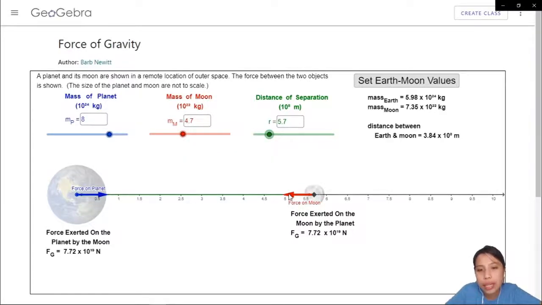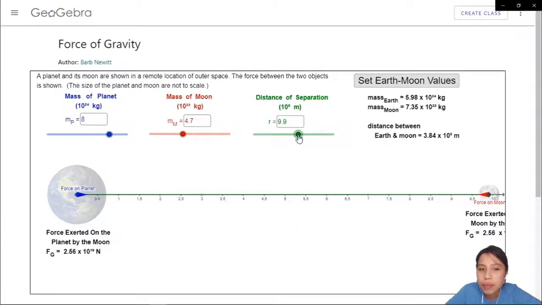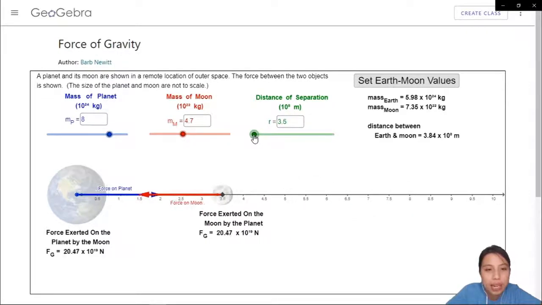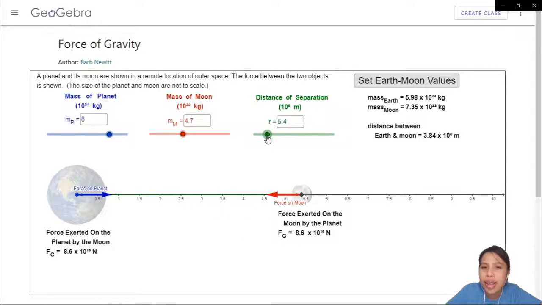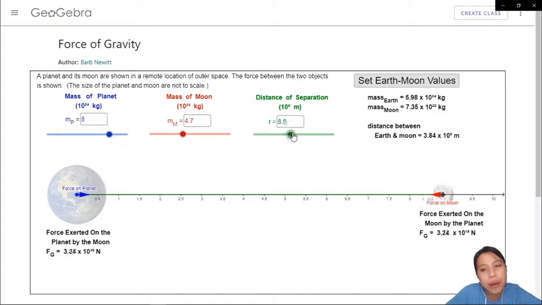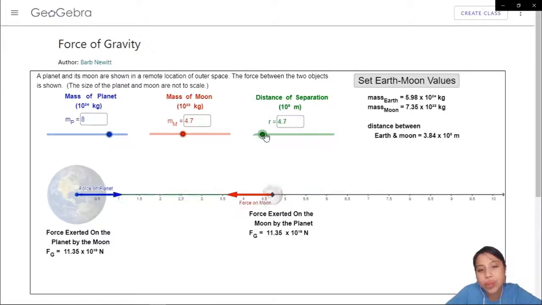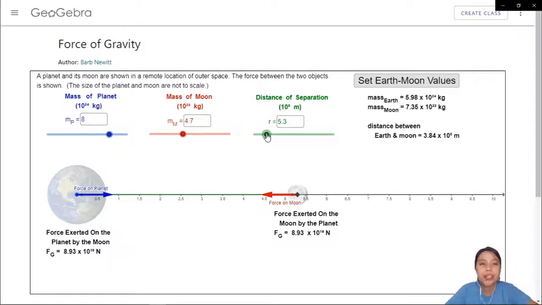How do you know that? You look at the size of the arrow, the blue and the red. If they're very far apart, look at the arrow, very small. But if you put them closer, the distance of separation is closer, look at that, the arrow becomes so big. That gives me an idea that the force is related to this separation somehow. When the separation is big, force is small. So keep in mind, separation is a factor there.